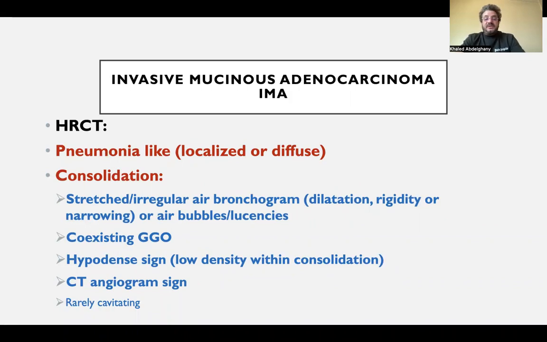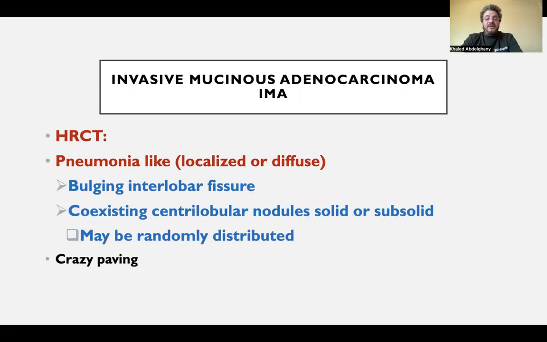These criteria can suggest the presence of invasive mucinous adenocarcinoma within the consolidation itself. There are also other features that can be helpful, such as bulging of the interlobar fissure. Major or minor fissure can be bulging because of the presence of pneumonic mucinous adenocarcinoma, and presence of centrilobular nodules or subsolid nodules adjacent to the pneumonia.